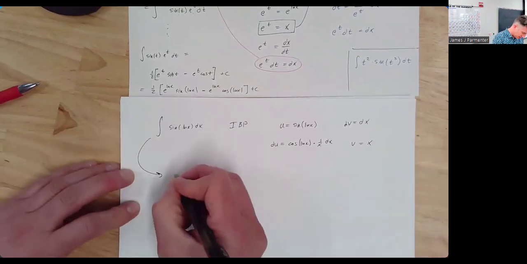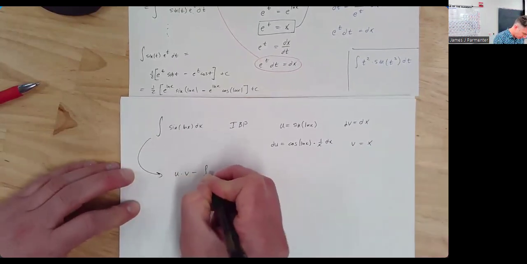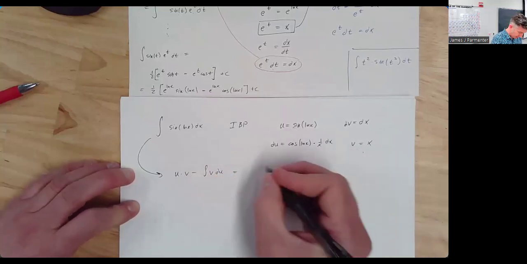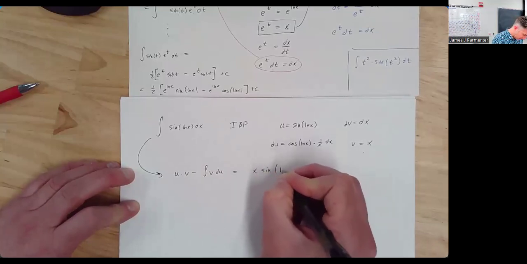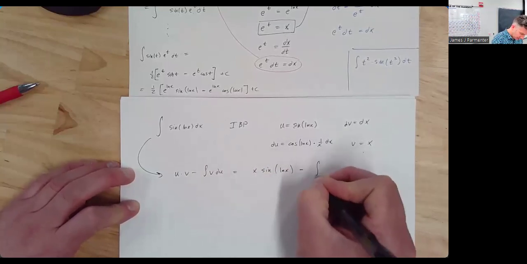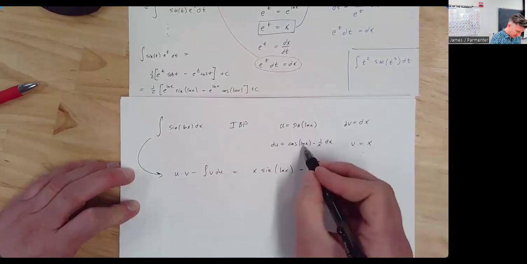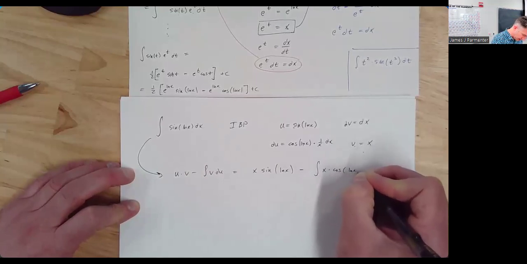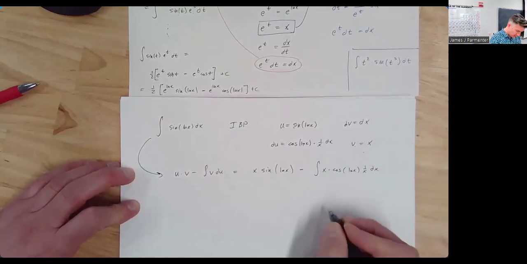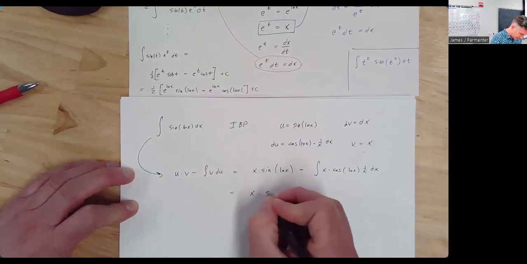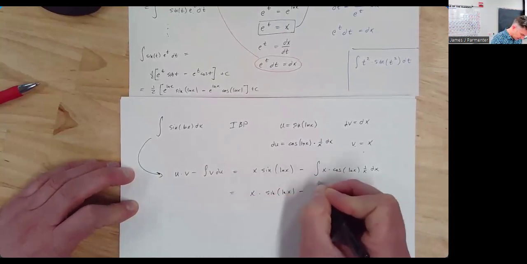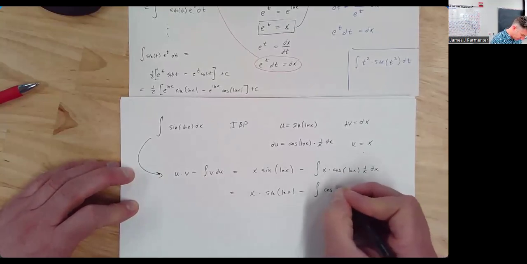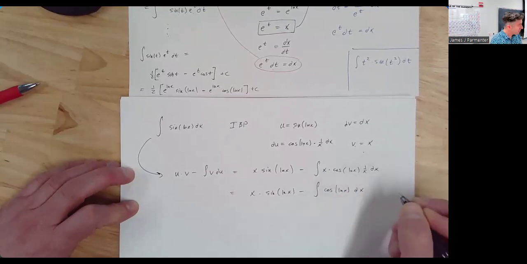We write this as u times v minus the integral of v du. We're going to get sine of natural log of x times x. Might work. I would never think to do it this way. Minus the integral of x times cosine of natural log of x times 1 over x dx, which would then simplify as x times sine of natural log of x minus the integral of, the x times 1 over x cancels, and you get cosine of natural log of x. So yeah, you could do it this way.